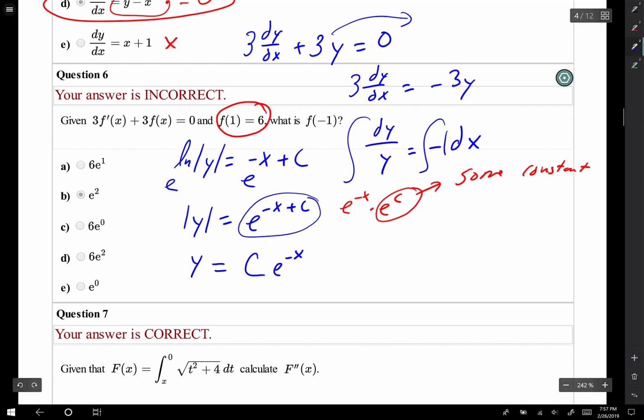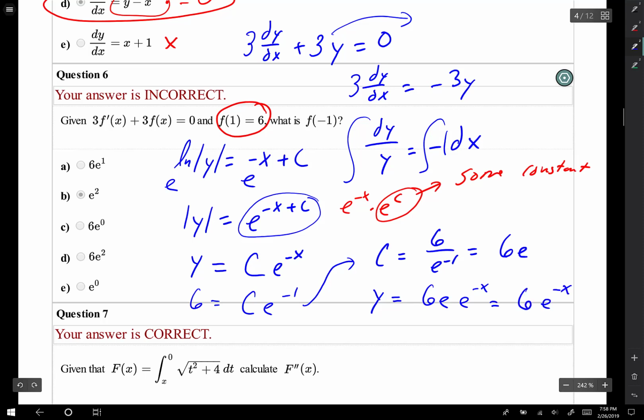So here we go. We have that. And I'm going to plug in 1 and a 6 in there. So 6 equals c e to the negative 1. So that means c equals the number 6 divided by e to the negative 1, which is just 6e. So here's my equation. Y equals 6e, e to the negative x. And of course, that just looks funky, right? So rewrite it.